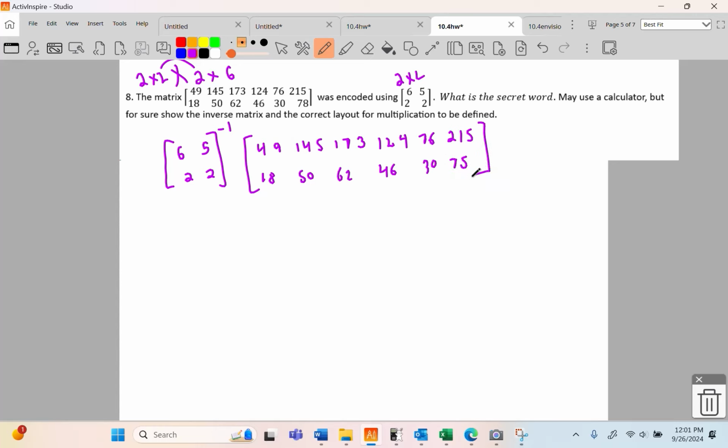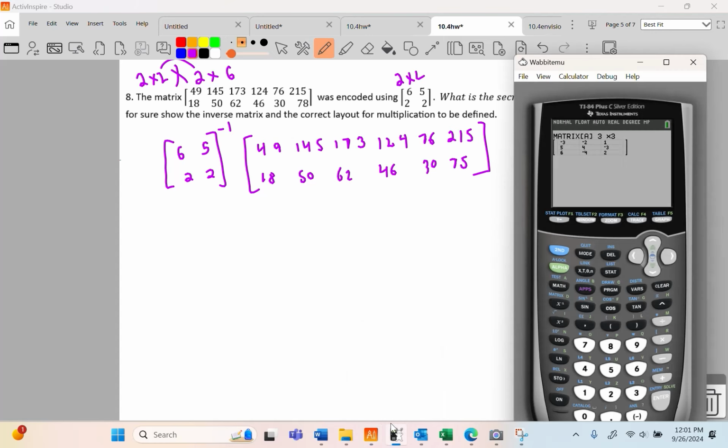And that's how I'm going to do it. So I'll need 2 matrices. First one's a 2 by 2. And it has the elements 6, 5, 2, and 2. Quit out. Back to second matrix. Scroll to edit. We're going to put the second matrix in B. And B is a 2 by 6 if I can count, but who knows. And I'm going to type in its elements, hoping I don't make a mistake.